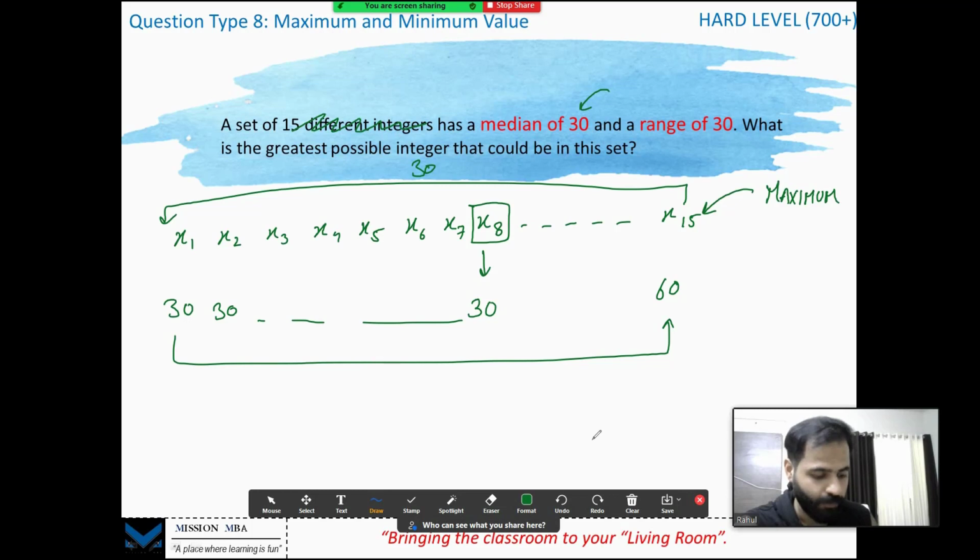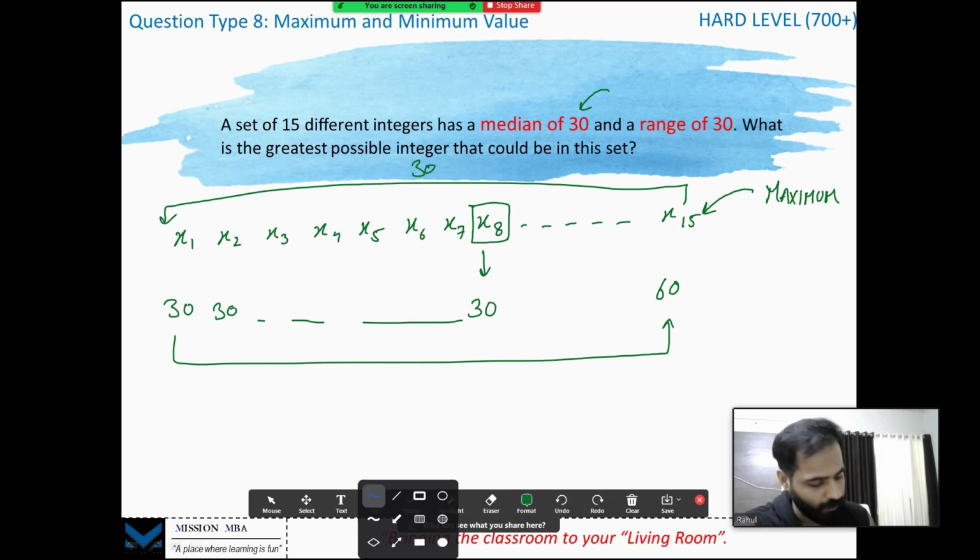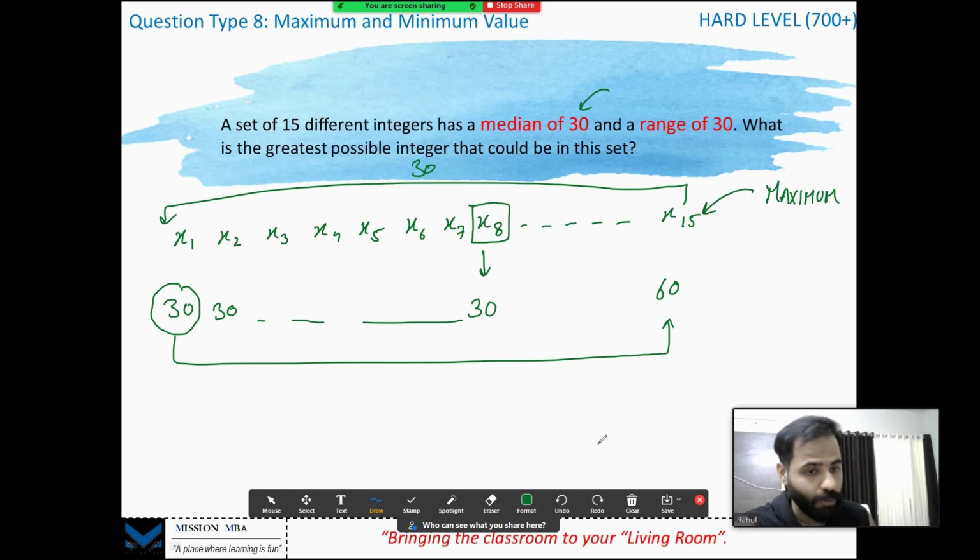But there was a catch. What was the catch? Different integers. I cannot keep them 30. But you know now that I want to keep this guy maximum, so that this guy is also maximum, 30 more than this. So I'll keep them as high as possible. And what are those values? Closest to 30. So 30, 29, 28, 27, 26, 25, 24, 23. So x8, x7, x6, x5, x4, x3, x2 and x1. So these are your possible values.